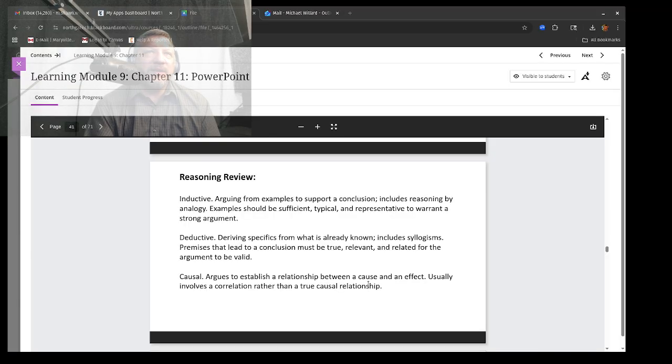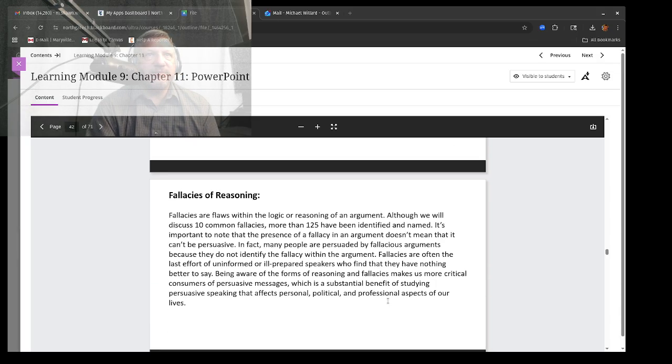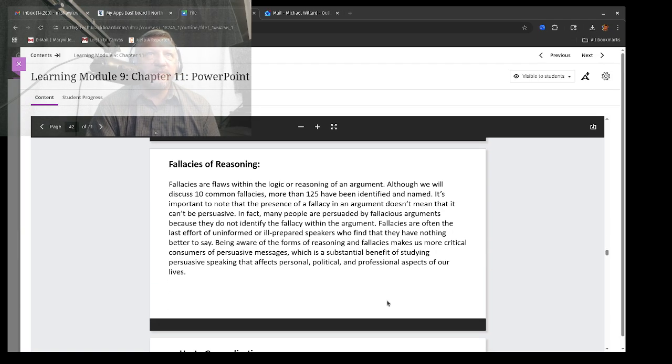So when we think about other arguments, we can use inductive arguing. Again, we're trying to support our conclusion by reasoning, by an analogy, by taking the evidence and giving a worst case scenario. We can use those, right? Deductive is always, again, remember what I told you earlier, we're really counting on a bit of what people already know, and then new information we give them to reinforce what people already know. Causal, again, cause and effect. And let's talk about the fallacies of reasoning.